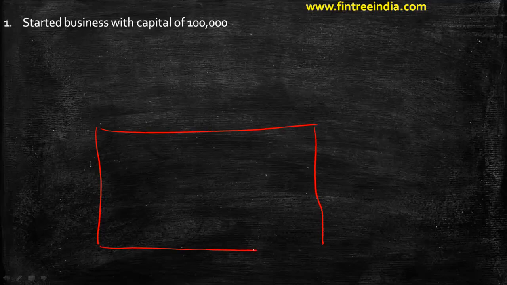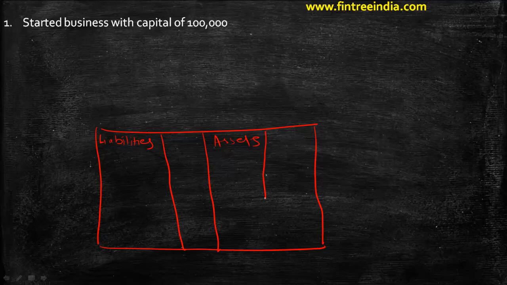It's a simple box which is going to have two parts. The first part of the box would be called liabilities, and the next part of the box would be called assets. And then of course we are going to have amount and amount here, which means all the assets we are going to write on the right hand side, and all the liabilities we are going to write on the left hand side. Now why do we need to have liabilities on the left and assets on the right?